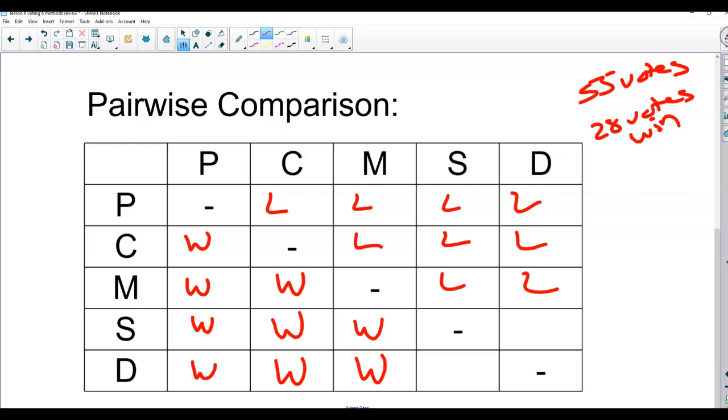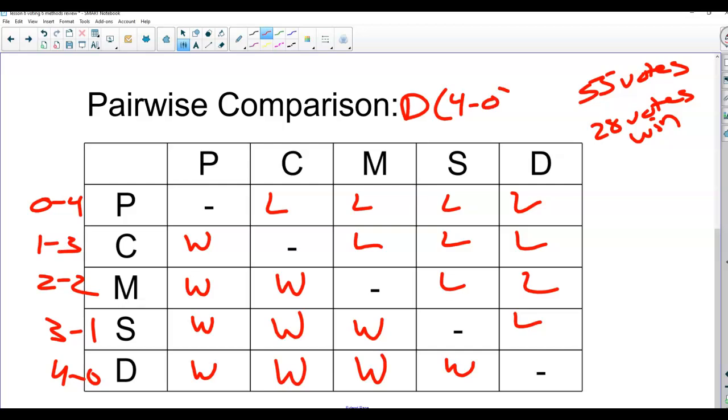And finally, S versus D. S wins the first column, D wins the second one, D wins the third, S wins the fourth, D wins the fifth and the sixth. So S wins columns 1 and 4. That's 27 votes. You need 28 to win. So I'm going to write my records. P is 0 and 4, C is 1 and 3, M is 2 and 2, S is 3 and 1, and D is 4 and 0. So your winner by pairwise comparison is D, and you write the undefeated record. Remember, you need to be undefeated to win.